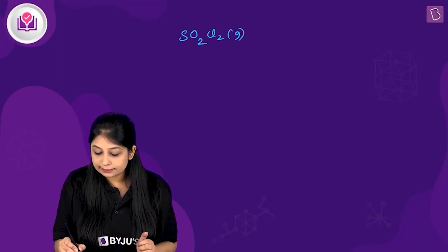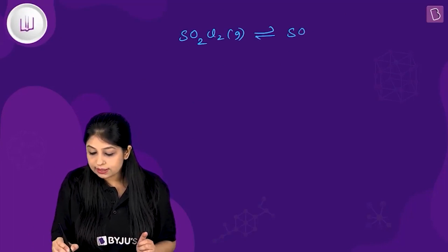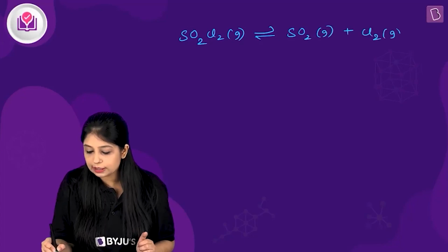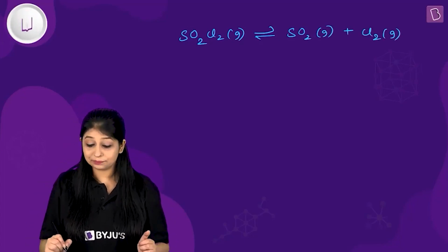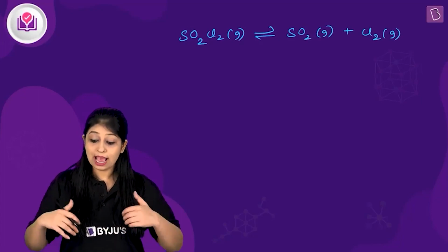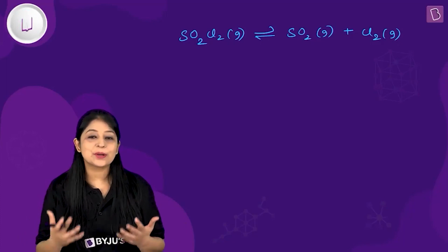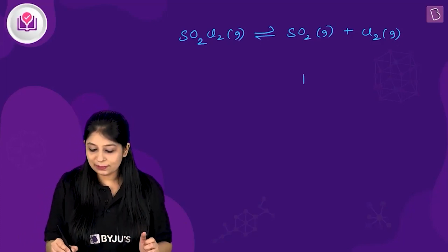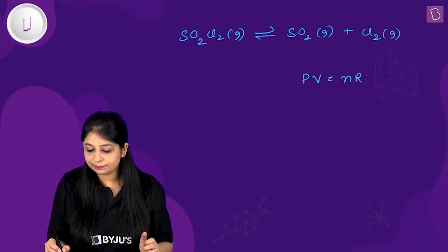Since we have been given an equation, let's see. SO2Cl2 gas will dissociate to give SO2 gas and Cl2 gas, all in equilibrium. Let's imagine right now the equilibrium is established and we have just increased the volume. What would happen? Well, the pressure will decrease. Why? Well, we know PV is equal to nRT.